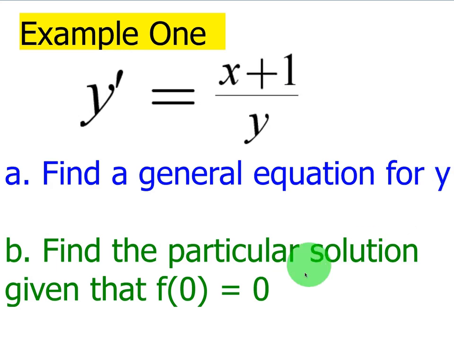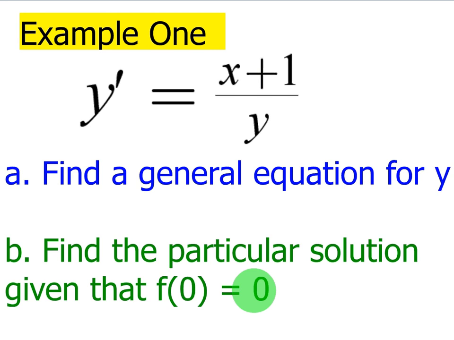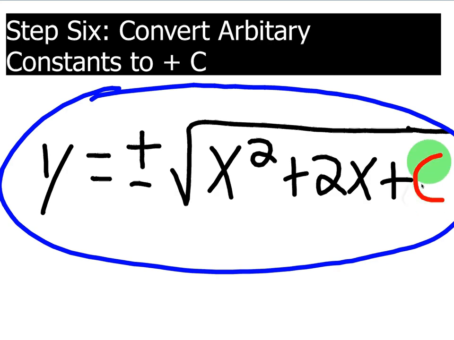We're going to do it in the same example. So part B says find a particular solution given that f of 0 equals 0. So now what we want to do is find an actual equation for this blue line. In order to do that, we just need to solve for C. So let's go back to where we left off. We want to solve for C. Now it's set at 0, 0, so we can plug in 0 for x and 0 for y and solve for C, which is exactly what we're going to do.